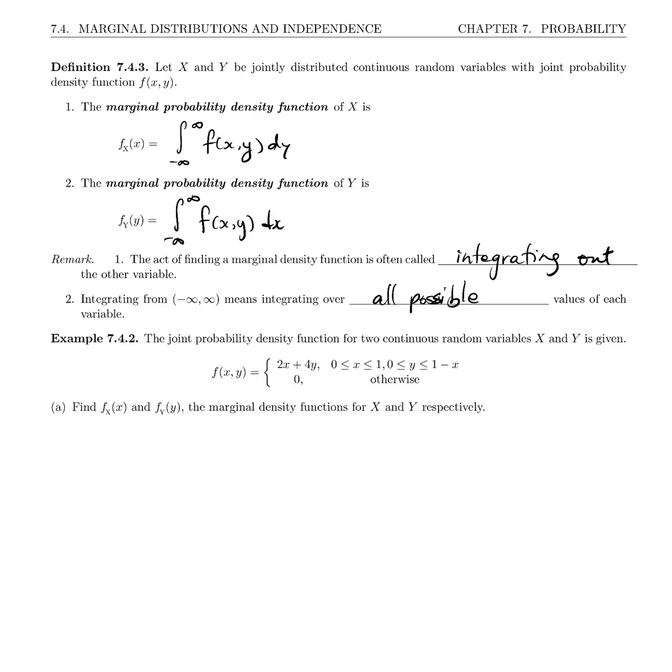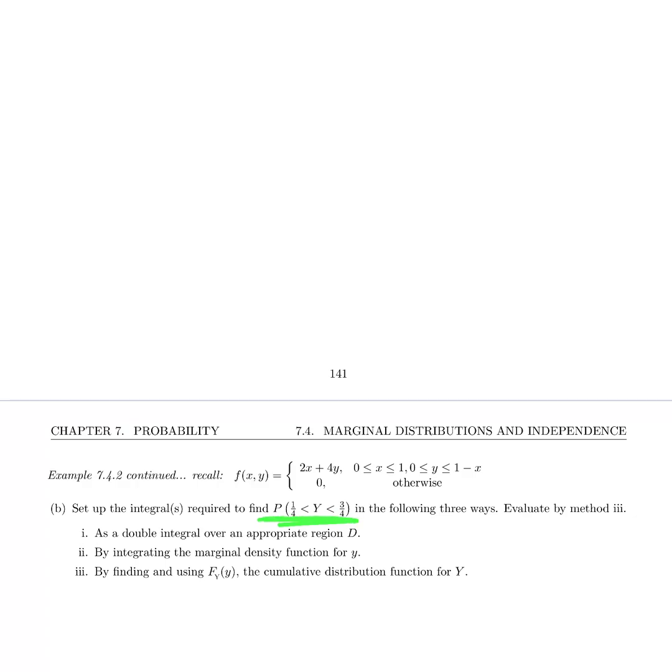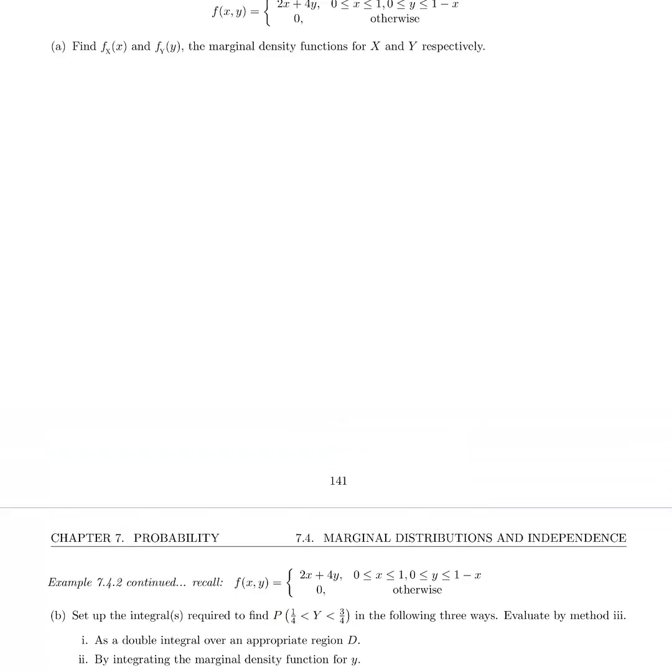So let's do example 7.4.2, and we'll put this into practice. The joint probability density function for two continuous random variables X and Y is given here. We're asked to find the two marginal density functions in part A, and then in part B we're asked to use them to calculate probability.